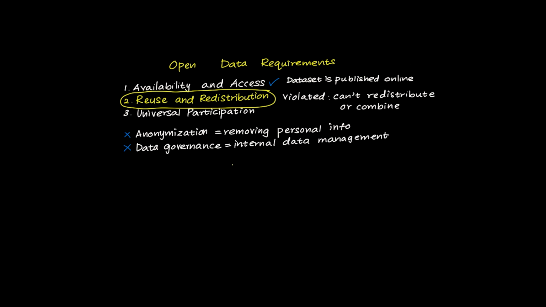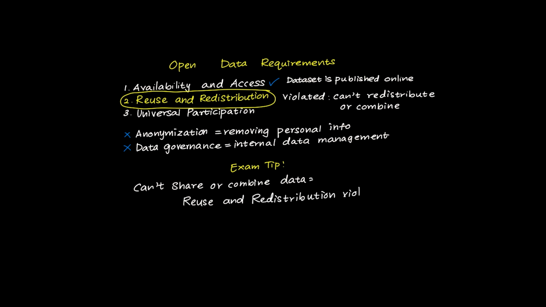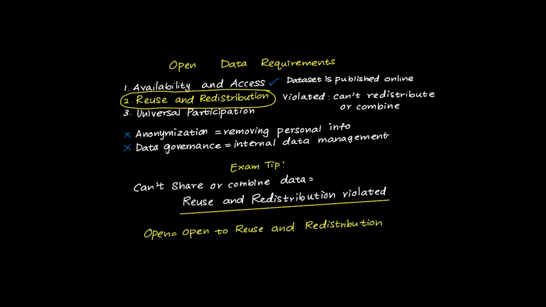Here's a WGU D467 exam tip for you. If a question describes open data with restrictions on sharing or combining with other datasets, look for reuse and redistribution as the violated standard. Quick recall hook: open data means open to reuse and redistribution.